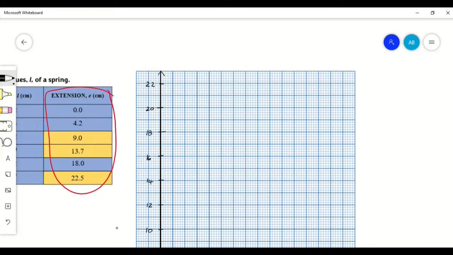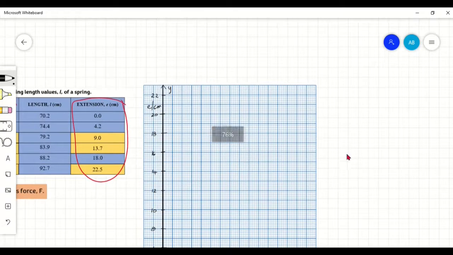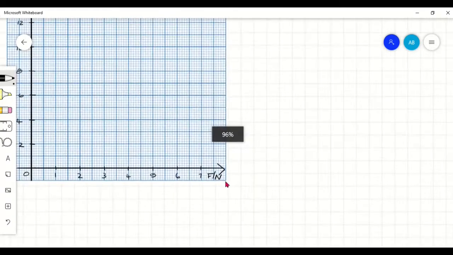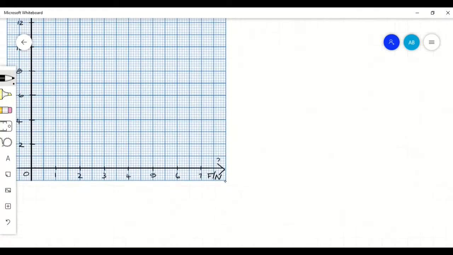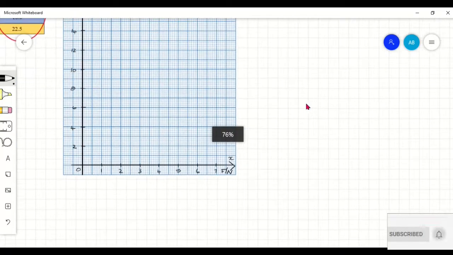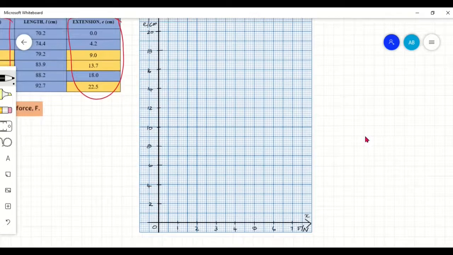Just establishing that again. An extension symbol is E/cm. And we put that. This is the y-axis here. And we put our x-axis here. Okay, so now we are ready to find our points to plot.